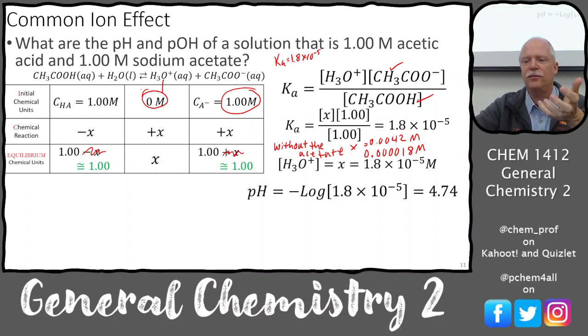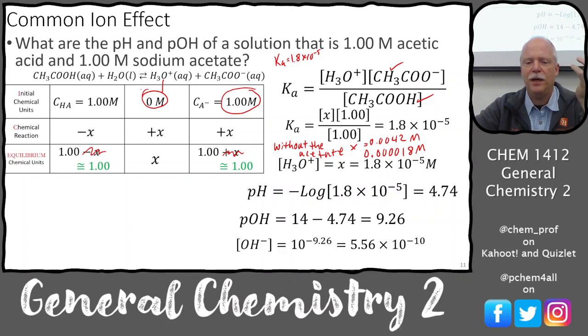And so the pH is 4.74. It used to be like 2.3 or something like that. And then here's the pOH, 9.26. And if I want to calculate the hydroxide ion concentration, it's 5 times 10 to the minus 10.